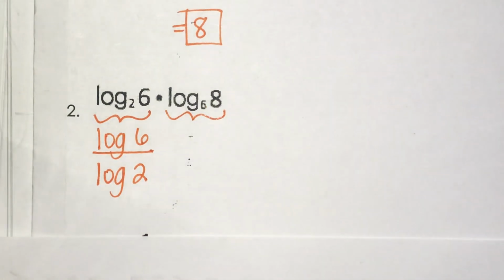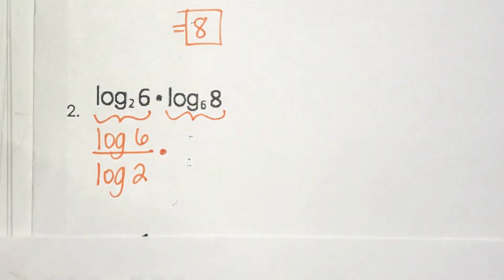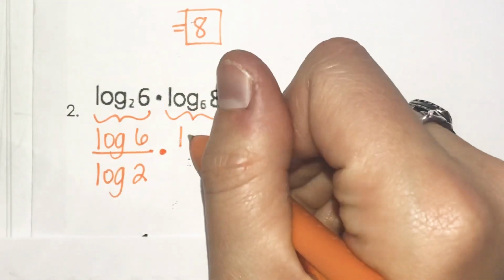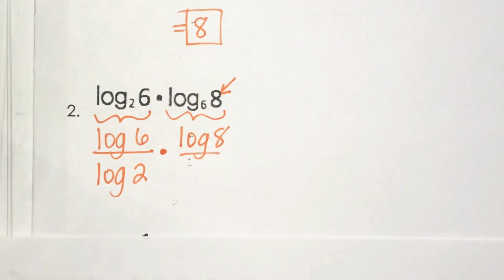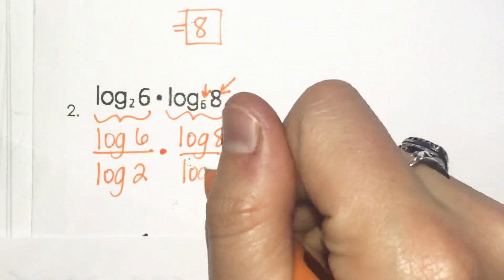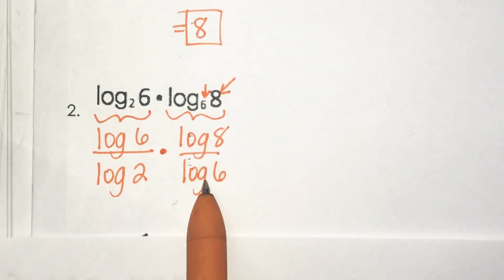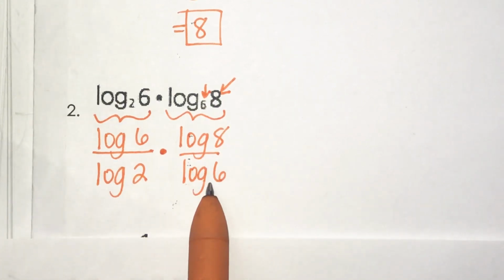I'm gonna rewrite log base 6 of 8. I'm not gonna forget to put my multiplication. Now when I rewrite it, this second number over here goes on top. So it's log, did I mess this up? Oh no, I didn't. Log of 8. Okay, I'm having a moment here, guys. All right, and then the base goes at the bottom, log of 6. Now, I'm doing multiplication, and when I multiply with a fraction, I go straight across on the top, right? So I have log of 6 times log of 8, over log of 2 times log of 6.